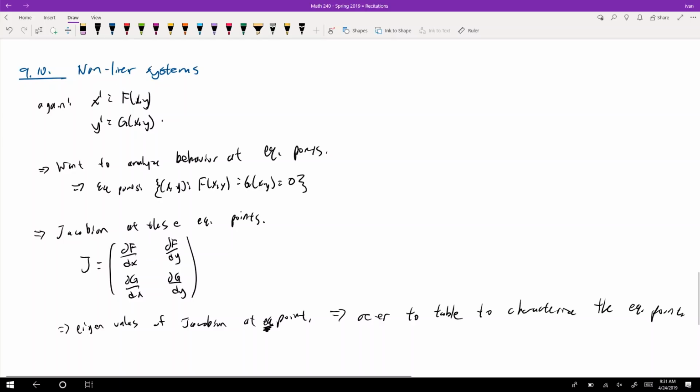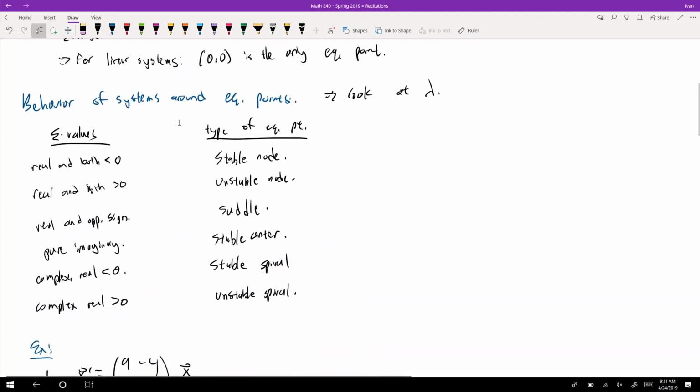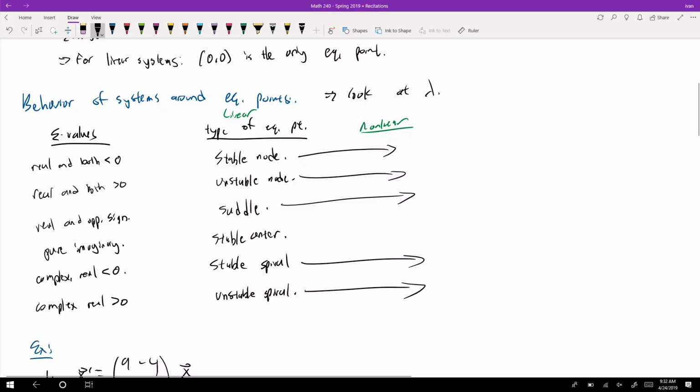Okay, so we actually need to make one small modification to the table now. If we go back up to the table, these are the eigenvalues, these are the cases, and here's the type of equilibrium point. We need to distinguish the linear and the nonlinear case. What's the difference? Everything is the same except for pure imaginary. That's the same, that's the same, that's the same. Oh, pure imaginary, not the same. Complex stuff, that's all the same.